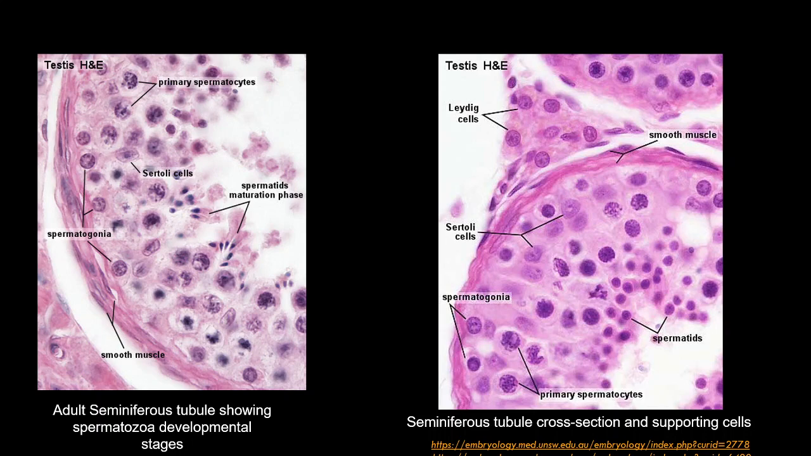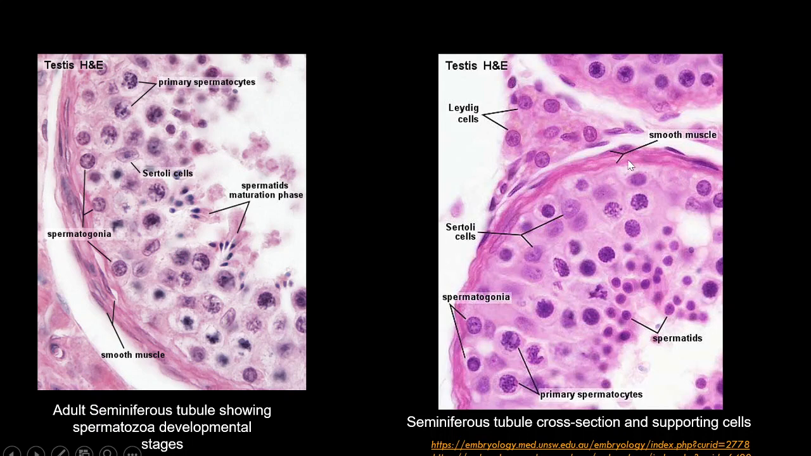This is the actual photograph of the slides of the cross section of the seminiferous tubules. You will see this is the boundary of one seminiferous tubule, which is covered by a smooth muscle layer, and this is the connective tissue present between the two seminiferous tubules. This connective tissue contains Leydig cells or interstitial cells which secrete testosterone hormone.